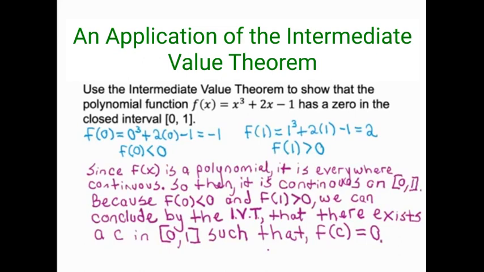So let's read back our proof and see if it makes sense. The proof reads, since f of x is a polynomial, it is everywhere continuous. So then, it is continuous on the closed interval from 0 to 1. Because f of 0 is less than 0, and f of 1 is greater than 0, we can conclude, by the intermediate value theorem, that there exists a c in the closed interval from 0 to 1, such that f of c equals 0. And that concludes our proof.